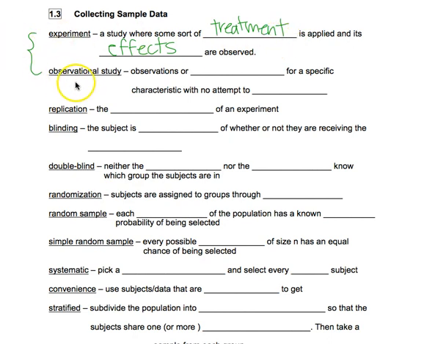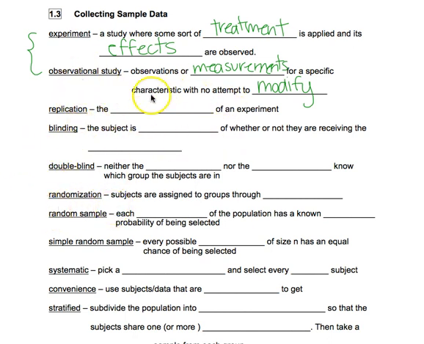An observational study is where we are just simply taking observations or measurements for a specific characteristic with no attempt to modify. So we might be studying the prevalence of green eyes in students at Pickerington North. We're not attempting to make more people have green eyes. We're just observing. We're trying to record that particular specific characteristic.